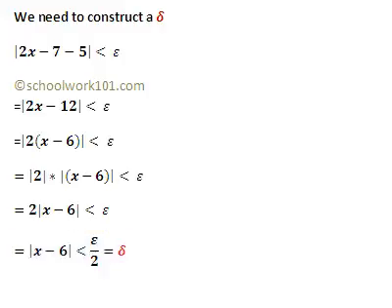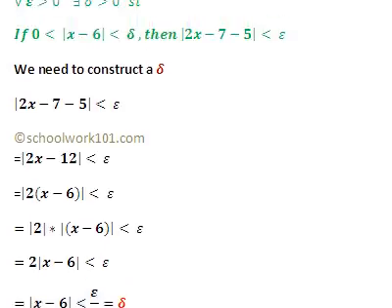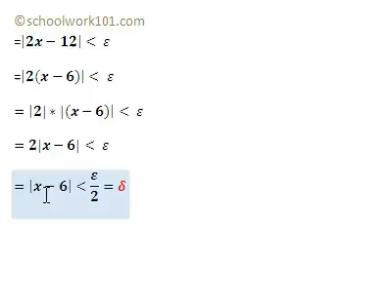Well, back up in the hypothesis here, we have the absolute value of x minus 6 is less than delta. So therefore, x minus 6, which is less than epsilon over 2, will now be equal to our delta. Epsilon over 2 is just a number. Okay? It's just a number, and this is what our delta is going to be. It's going to be epsilon over 2.